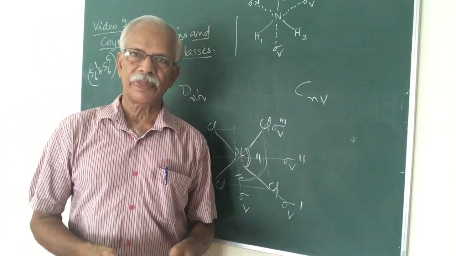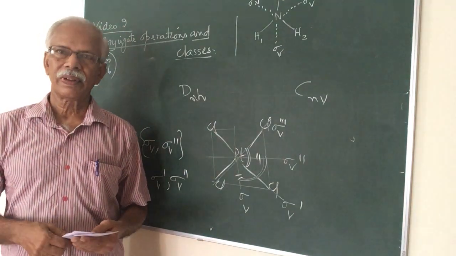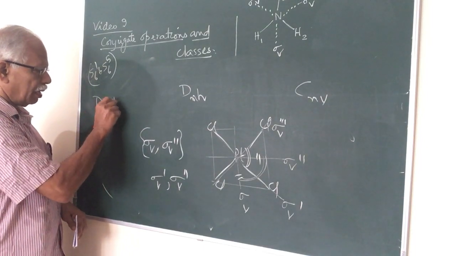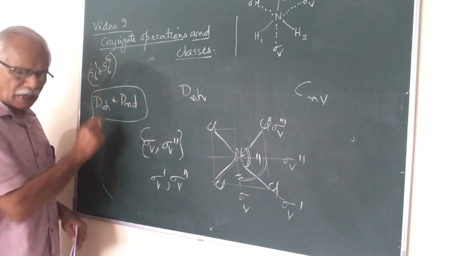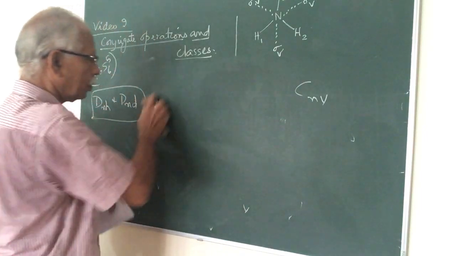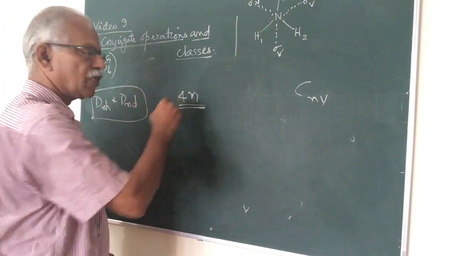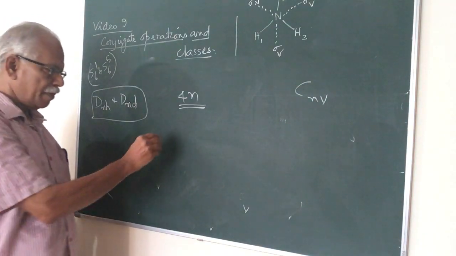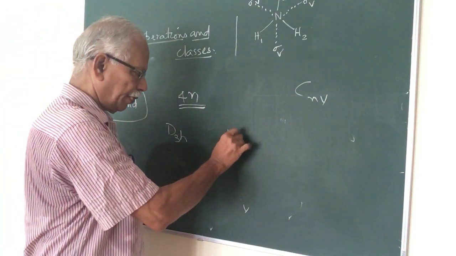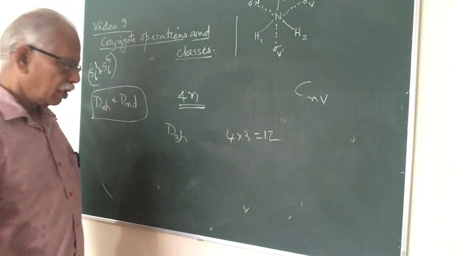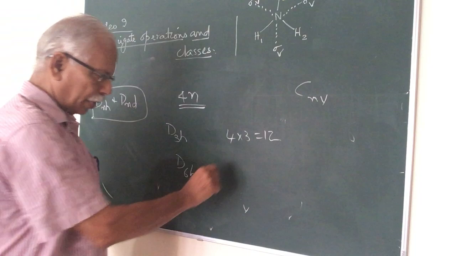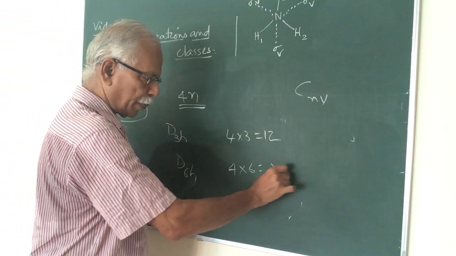Then a few more tips we can add towards the end of this class. For the Dnh and Dnd groups, the total number of operations is given by the formula 4n. They will contain as many as 4n operations. For example, D3h, to which boron trihalides belong, will have 4 into 3, 12 operations. Benzene belonging to D6h, where the n value is 6, will have 4 into 6, 24 operations.